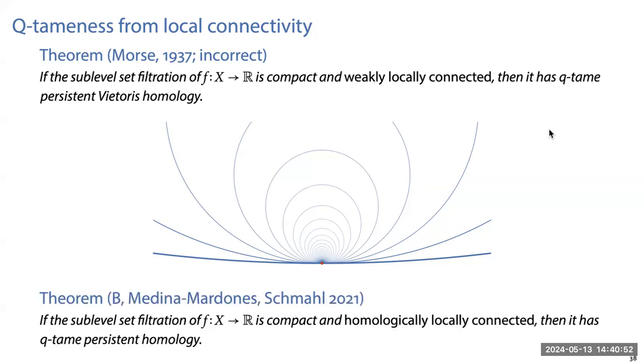Fortunately, there is a fix, and we, together with Medina, Mandolis and Schmal, could find a way of rephrasing the ideas of Morse in a modern framework that is more compatible with persistent homology, with modern developments, and we could actually regain a fixed, corrected version of Morse's statement that can be used to address the questions raised by these minimal surface questions.